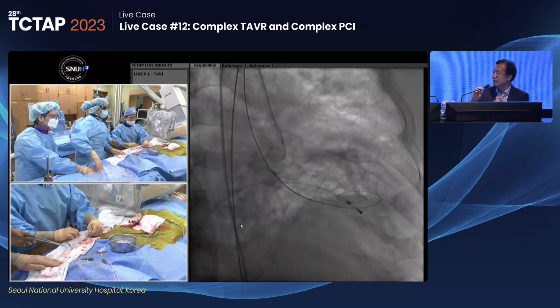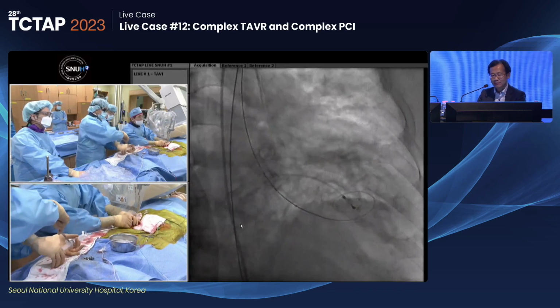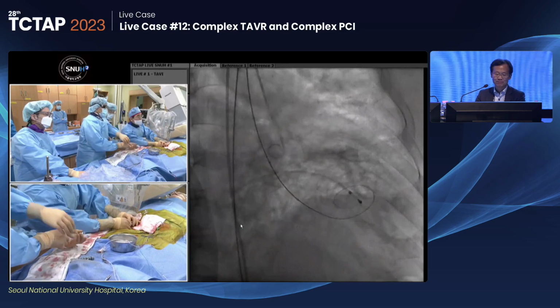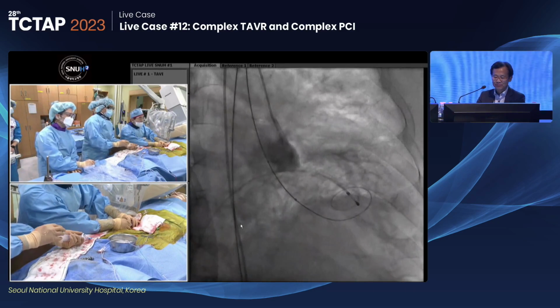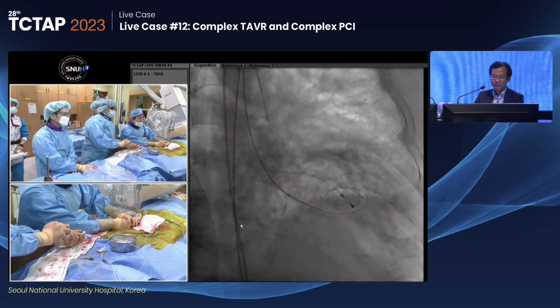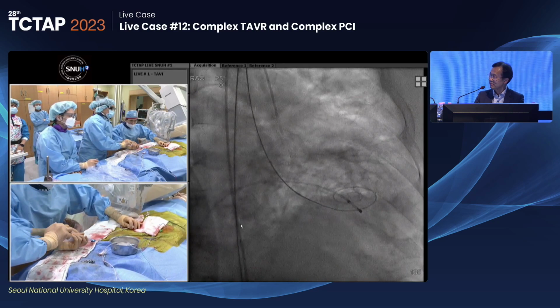But my question is, is it mandatory to do a pre-dilatation for Accurate Neo 2? Yes. Because the frame is very soft, they always recommend pre-dilatation. Left pacing.